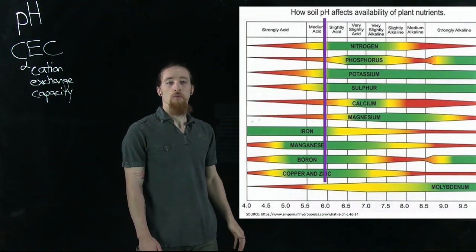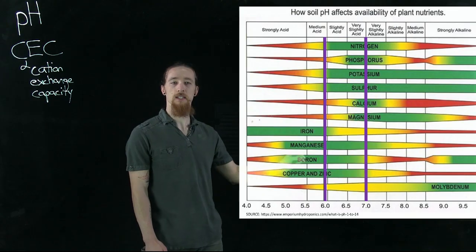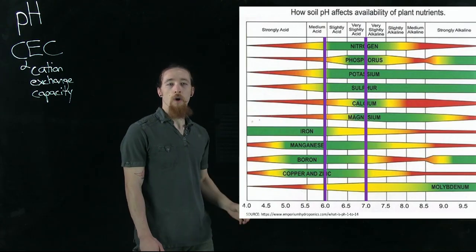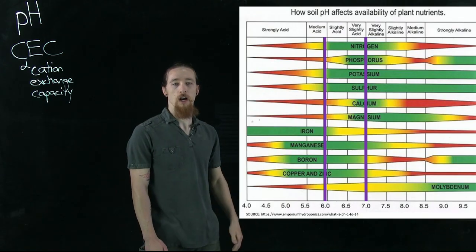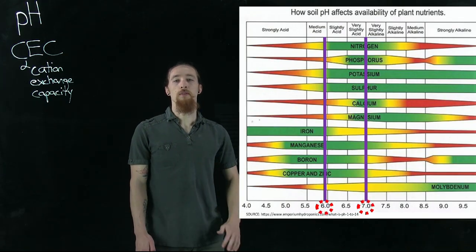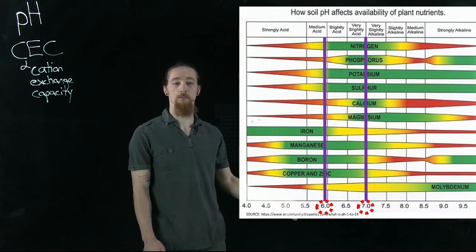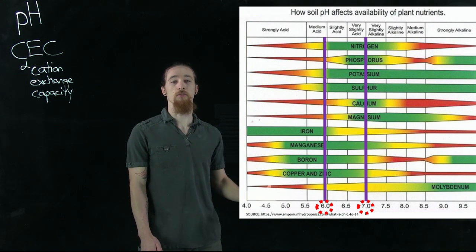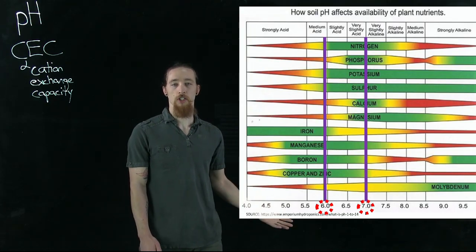And what you might notice here is that they're not all equally available at the same rate, at the same pH. Instead, there's this narrow band between about 6 and 7 pH where most of these nutrients are most available for crops. That's why even the most basic advice always tells you to get your soil to a pH of between 6 and 7. Except in rare cases, this is where you want to be, particularly for vegetable crops.